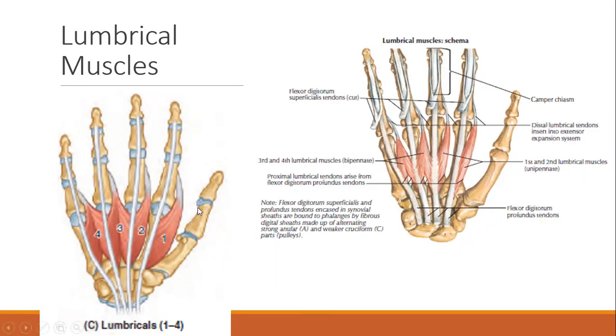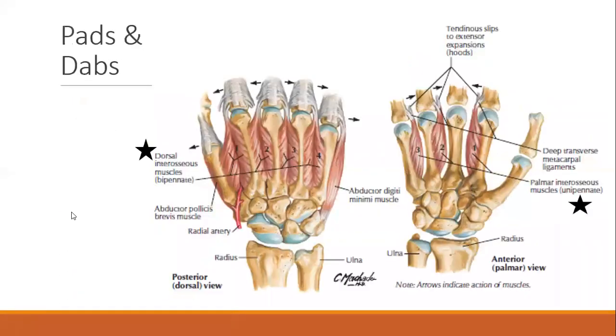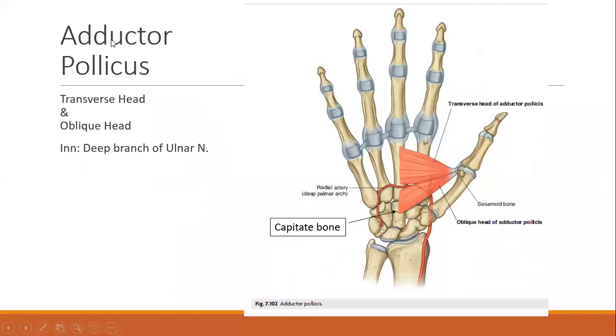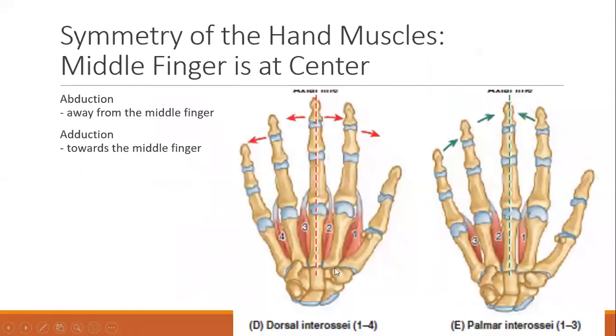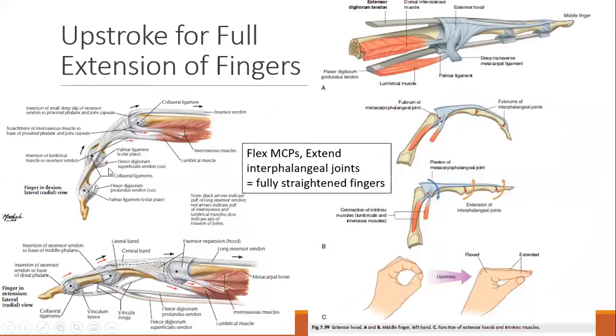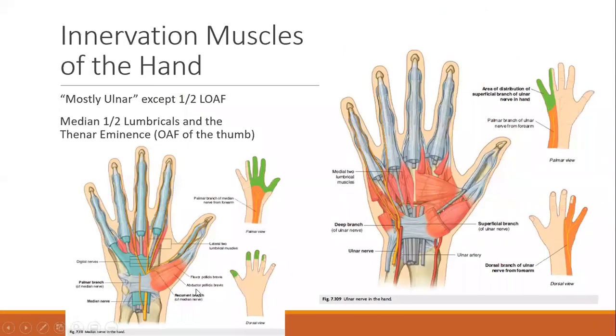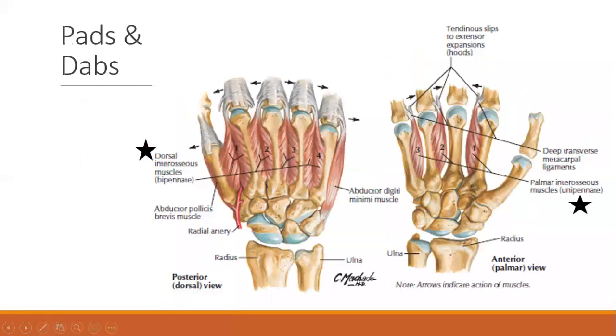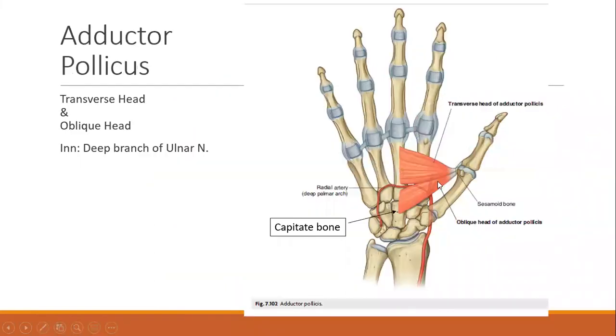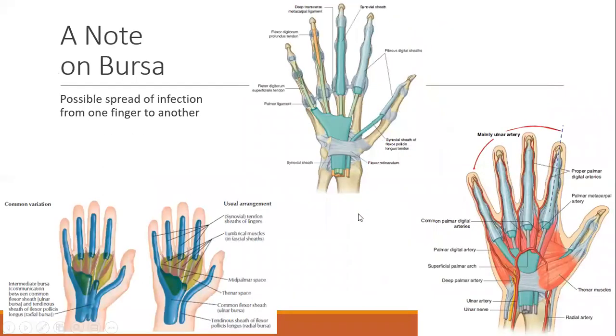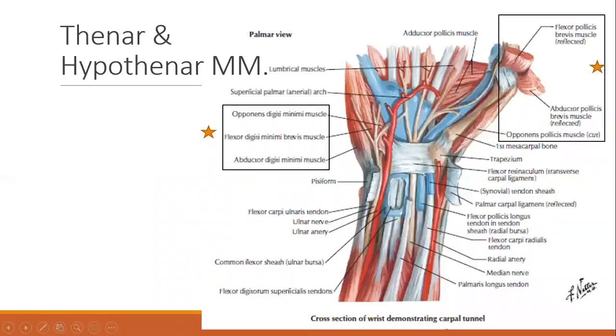What's interesting about the hand is that there's a lot of little muscles that you'll have to learn. There's the lumbrical muscles, there's your PADs and your DABs. It's a lot of little stuff. When I was saying OAF before, that was for abductor pollicis brevis, but there's also an adductor pollicis, which has both a transverse and oblique head. There are a lot of little things in the hand, unfortunately, that you need to know. And he's asking you questions about it before you've had a lecture, which is unfortunate.